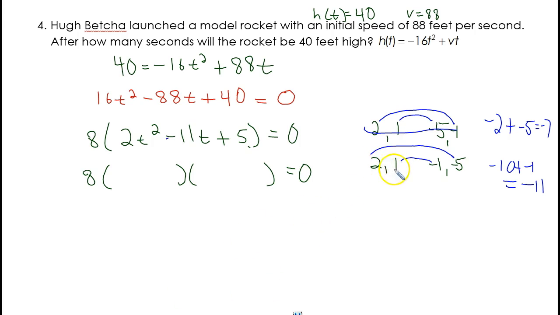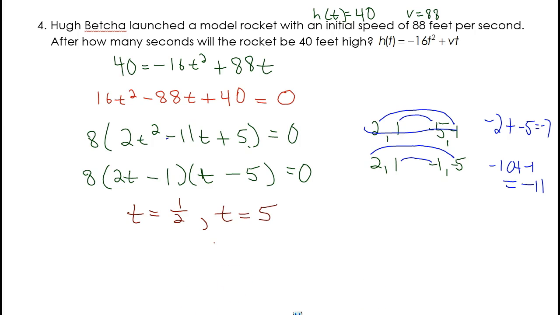So I need to plug the 2 and the 1 at the beginning of the parentheses as 2t and 1t. Now I don't have to write 1t, I can just write t. And then the negative 1 and the negative 5 need to be at the ends of both parentheses in that order, minus 1 and minus 5. We have 2t minus 1 and t minus 5. I'm going to solve both of those to get t equals, let's see, 1 over 2, and t equals 5.